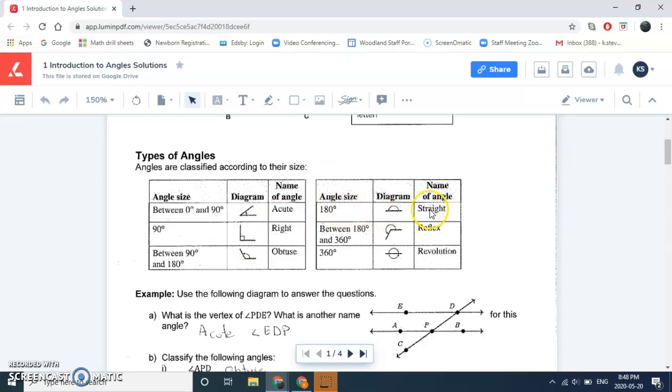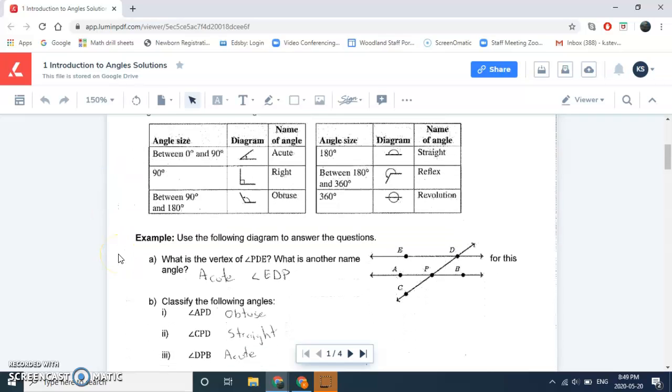Now we have 180 degrees, which is our straight line. We have a reflex, which goes past 180 degrees. So anything from 180 to 360, that's a reflex. So that's past a straight line. And anything that goes 360 degrees, that's a full revolution. So that's a full spin around. You can always refer back to this. Take a look in your notes, for this is a very important chart and table for you to remember in terms of types of angles and in terms of when we are naming them.